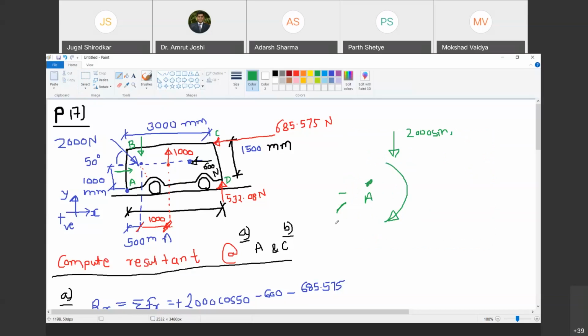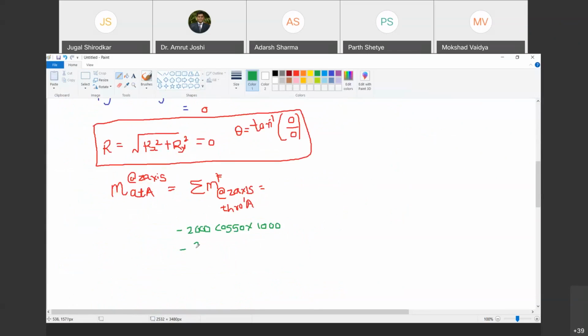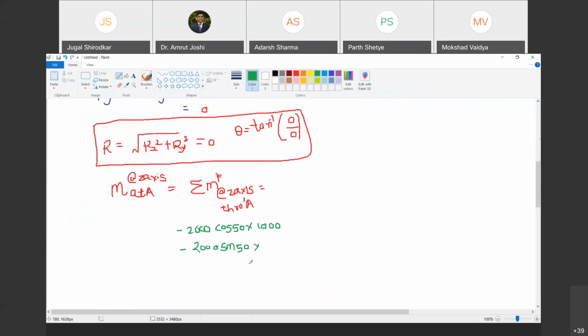समझ में आया अभी? कोई डाउट नहीं है? ओके. सो देयरफॉर माइनस 2000 sin 50. क्लॉकवाइज है ना. क्लॉकवाइज माइनस सर. हाँ. Mind you, when you give sign to moment, it is not the sign of component. It is the sign of moment caused by the component. Yes sir. And this multiplied by what? कितना distance है? 500. You have to find out perpendicular distance between line of action of force and A. That is 500. Are you with me?